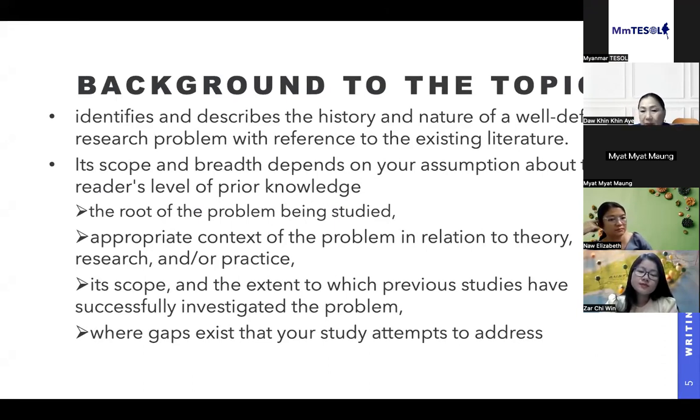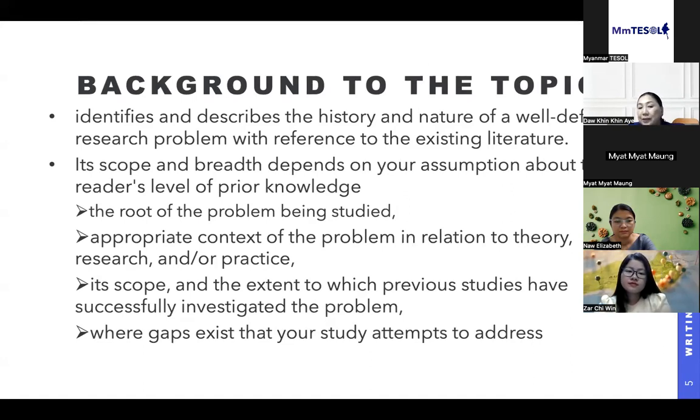Now, its scope and breadth depends on your assumption about the reader's level of prior knowledge. One is the root of the problem being studied. Okay, the appropriate context of the problem in relation to sometimes theory or research and or practice. Sometimes you start this because there is some problem with the practice. As I mentioned to you, when we talk about online learning, this is a general context. But the problem is in practice. That is unsatisfactory completion rate. That is the real problem, a practical problem. It's not related to theory.